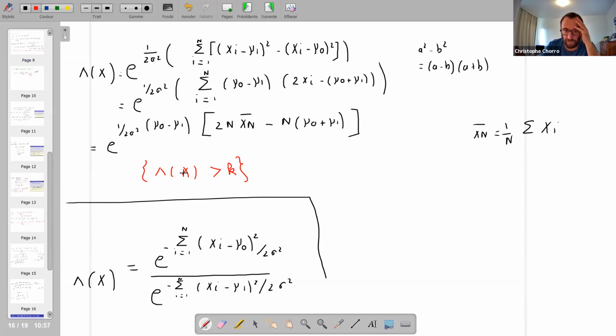I see that mu1, mu0, sigma and capital N are fixed parameters of my exercise. What can I say about mu0 minus mu1? I have supposed that mu1 is strictly greater than mu0. So I have a negative exponential here, and I want to maximize this one, or to make it greater than k.